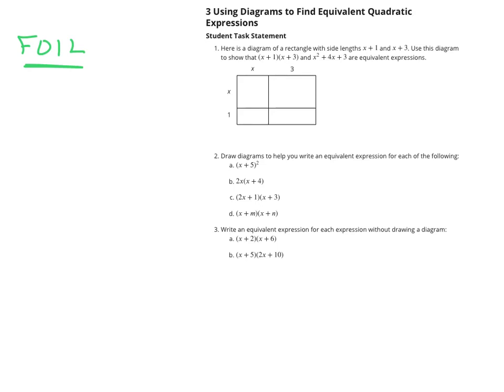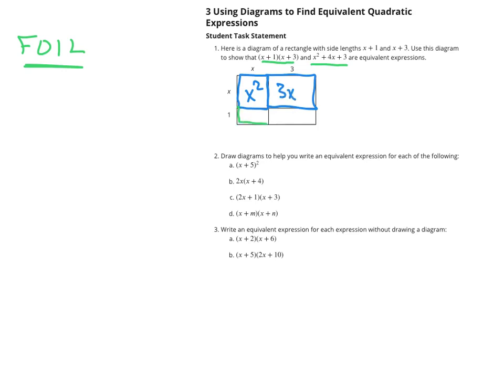So here's a diagram of a rectangle with side lengths x plus 1 and x plus 3. Using this diagram, show that if you multiply those two side lengths, or you find the area of that rectangle, these two binomials and this trinomial are equivalent expressions. So I'm going to find the area of each one of these smaller rectangles. x times x is x squared. x times 3 is 3x.